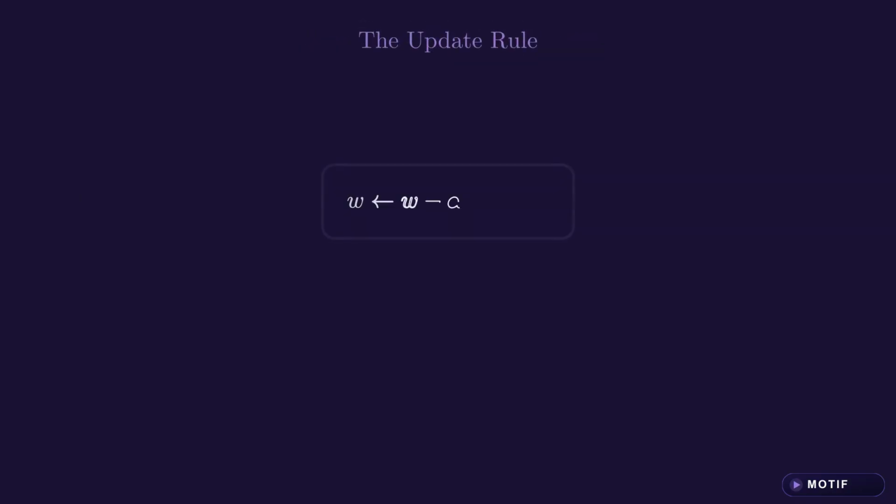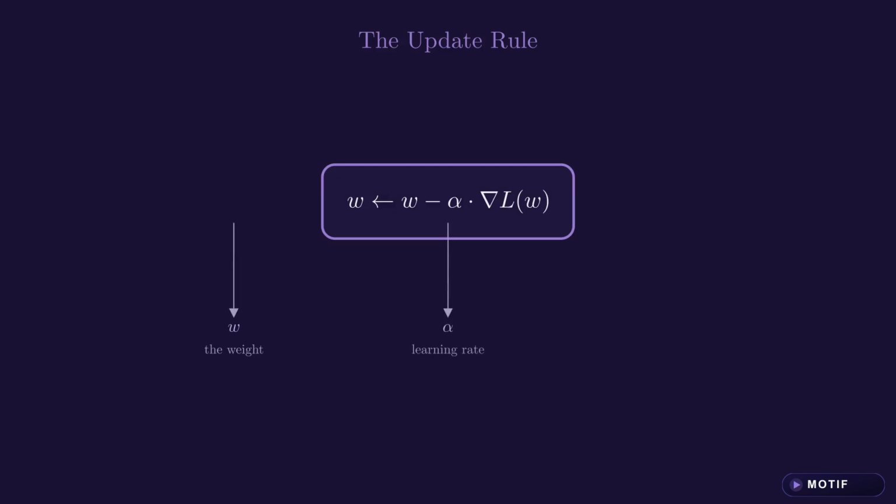The core equation of gradient descent updates each weight by subtracting a fraction of its gradient. The symbol alpha is the learning rate, a small positive number controlling how large each step is. The gradient of the loss, written as del L, tells us the direction and magnitude of the steepest ascent, so subtracting it moves us downhill.